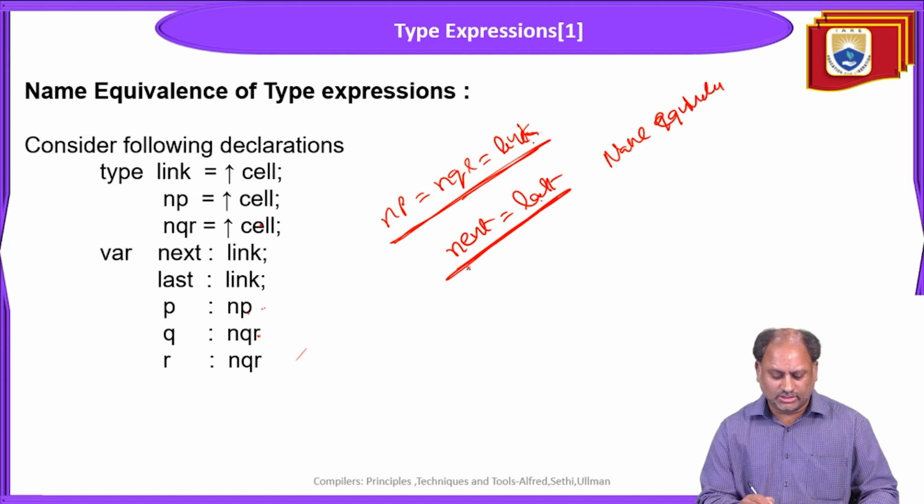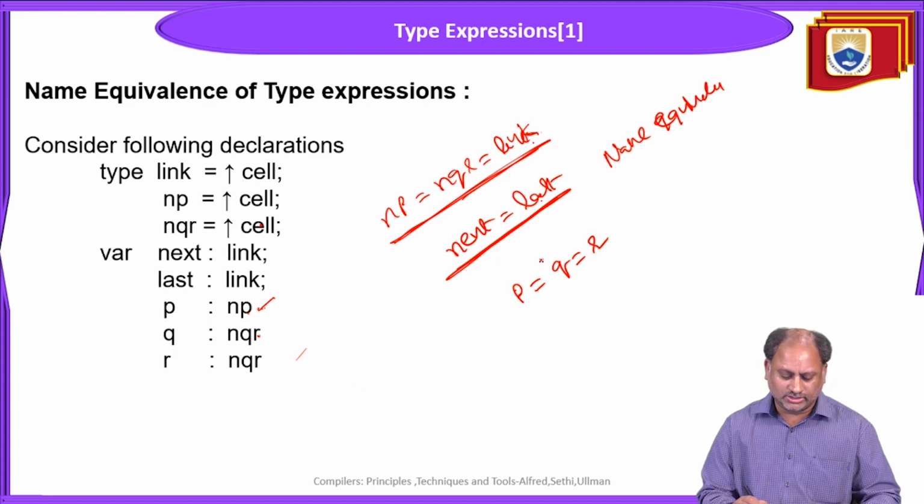These are name equivalent. And P and NP and QR, these are also name equivalent. Whereas P equal to Q equal to R, these are also name equivalent. Yes. Then we can say that name equivalent. That means here, what is P referent? NP. NP is pointer to cell. So the type equivalence name is equal.